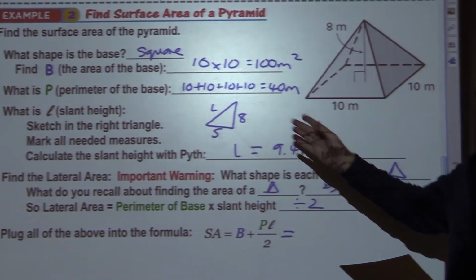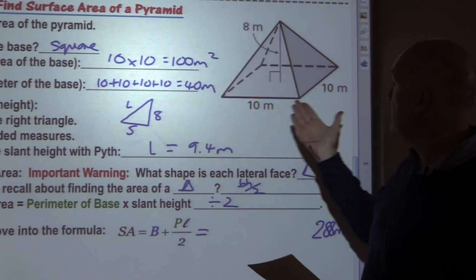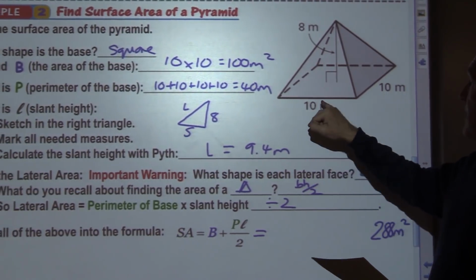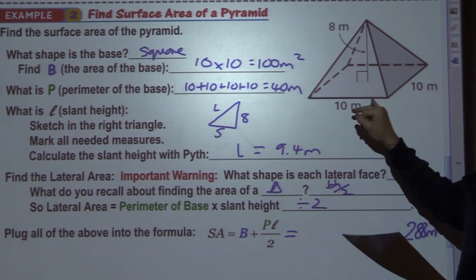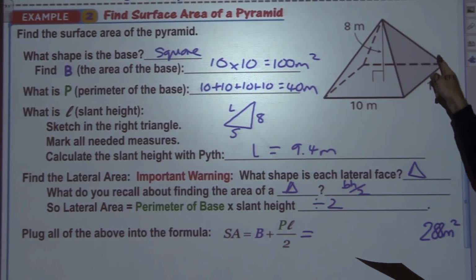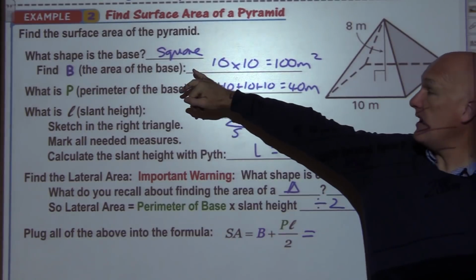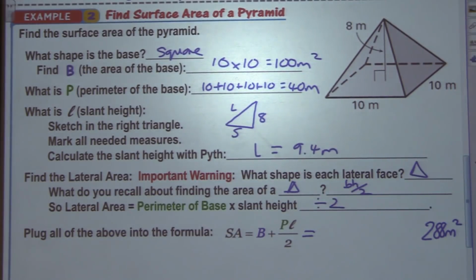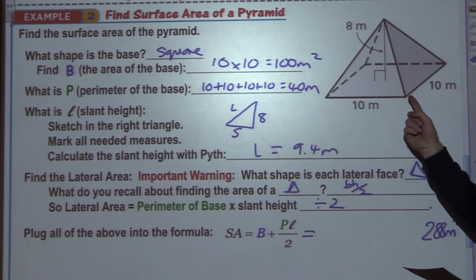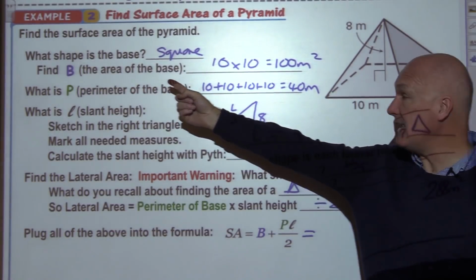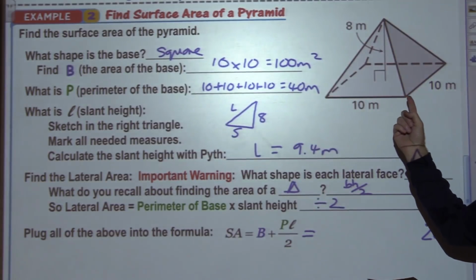Okay guys, so we're on to example 2, finding the surface area of this good-looking square-based pyramid. Here it is. Remember, if you flattened it out, it would be a square base and basically 4 triangles, and adding all those areas together. So what shape is the base? You can write in square. Again, we know because it's a 10 by 10, and that's what we need now, the area of the base, capital B. 10 times 10, 100 meters squared.